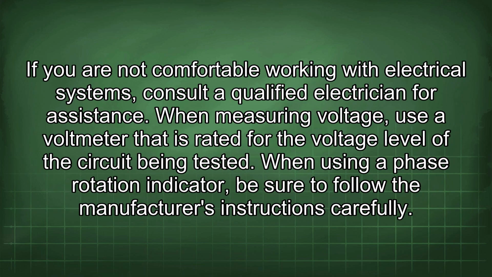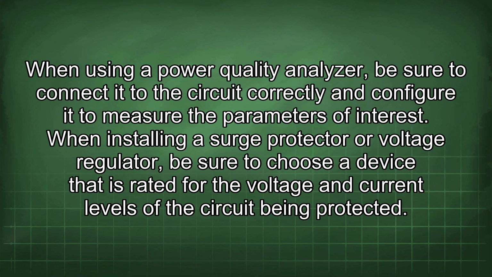If you are not comfortable working with electrical systems, consult a qualified electrician for assistance. When measuring voltage, use a voltmeter that is rated for the voltage level of the circuit being tested. When using a phase rotation indicator, be sure to follow the manufacturer's instructions carefully. When using a power quality analyzer, be sure to connect it to the circuit correctly and configure it to measure the parameters of interest. When installing a surge protector or voltage regulator, be sure to choose a device that is rated for the voltage and current levels of the circuit being protected.